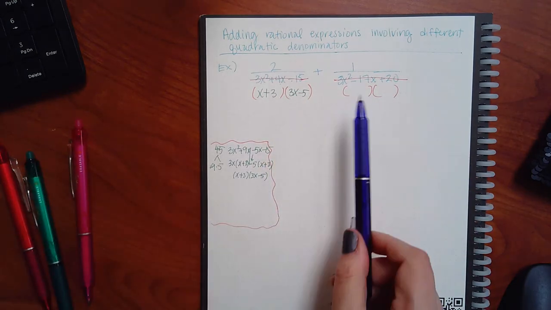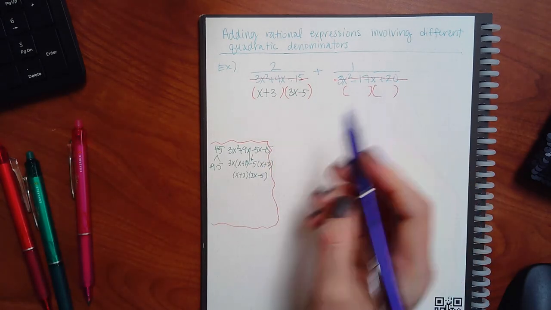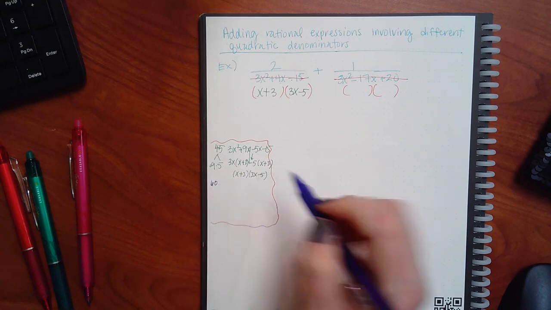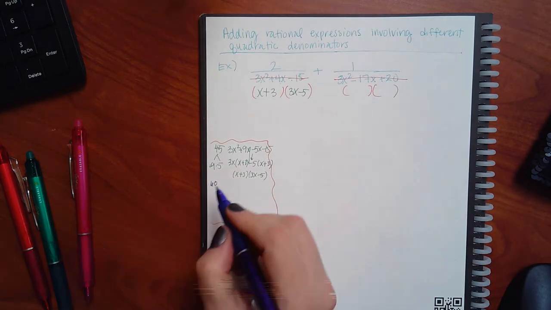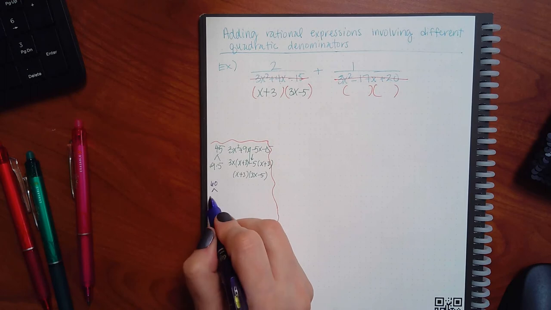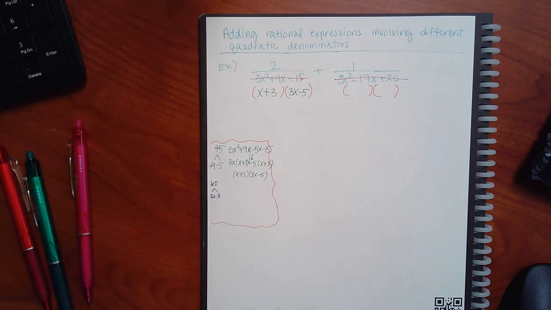Now I've got to go do the other one. So 3 times 20. 60. And they've got to add to give me 17. Negative 20 times 3? Those won't add to give me 17. 60 divided by 15 is 4.